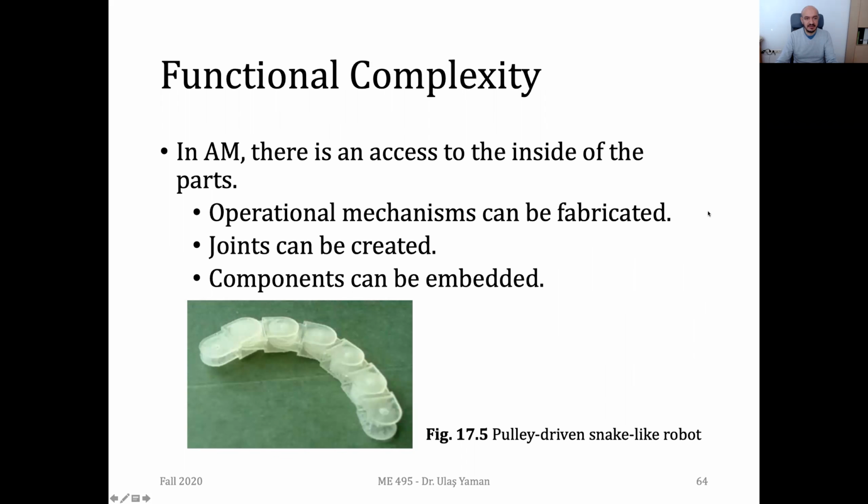Then we have the functional complexity. It's about assemblies. Since you can have, let's say, links between the specific parts in your assembly, you can easily do it with selective laser sintering. So the joints can be manufactured in the powder bed, and even with FFF, you can produce some joints. And furthermore, you can embed some electronic components, even some actuators, and try to make your assembly as complicated as possible in terms of functioning.